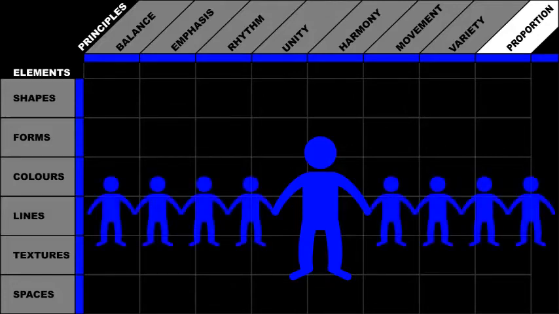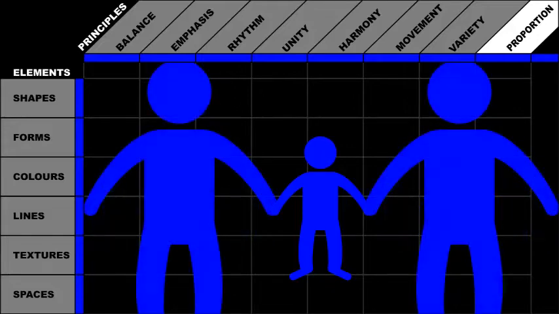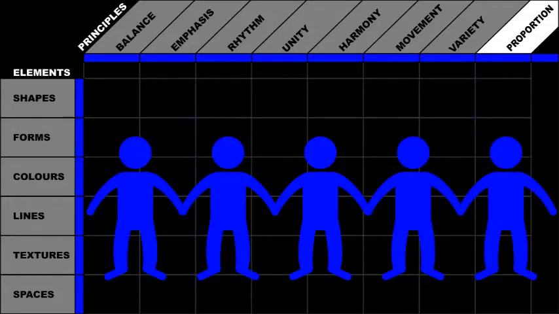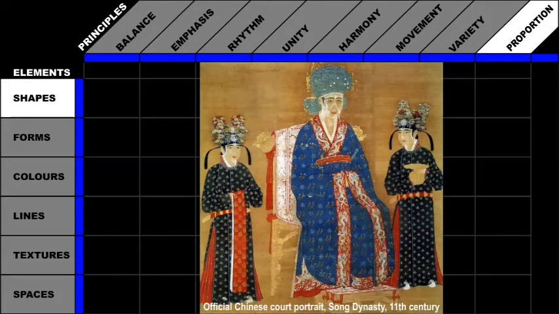In our artwork, we can communicate that someone or something is more important or more powerful than everything else. In reverse, the principle of proportion can be used to create a feeling of vulnerability or frailty, or equality. Let's look at how the principle of proportion has been used by artists.